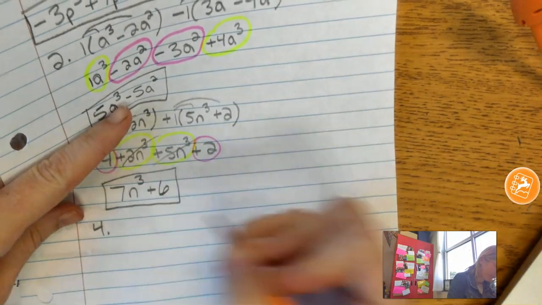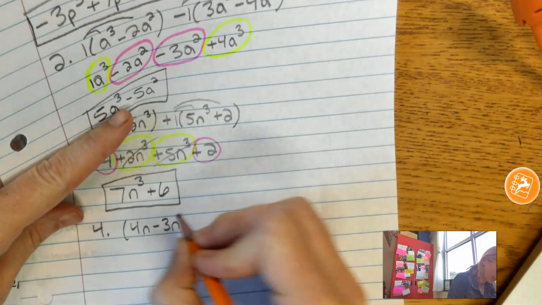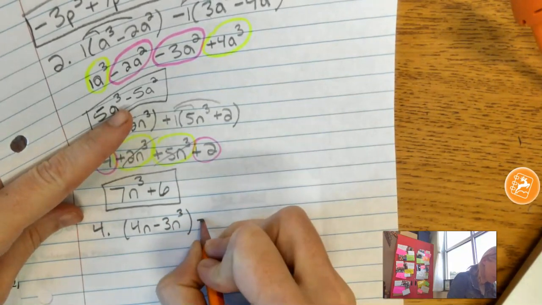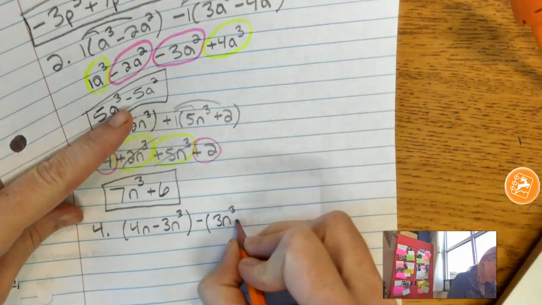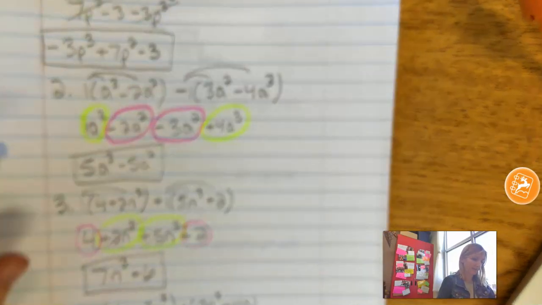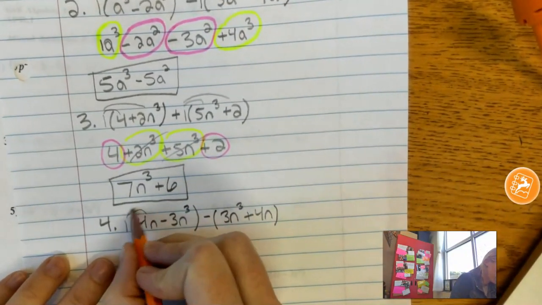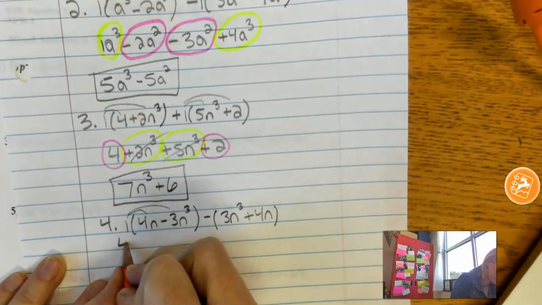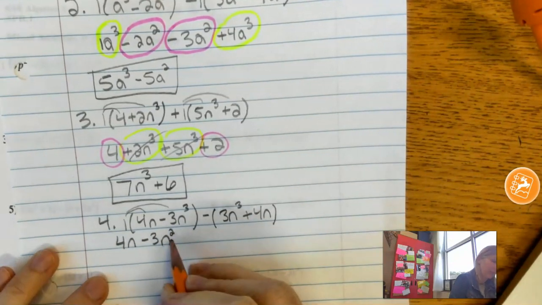All right. So number 4, I'm going to go ahead and write the problem out. Number 4 is 4n minus 3n cubed minus 3n cubed plus 4n. All right, there, I got everything. On the first expression, there's a positive 1 to distribute, which means I don't change anything at all. 4n minus 3n squared.